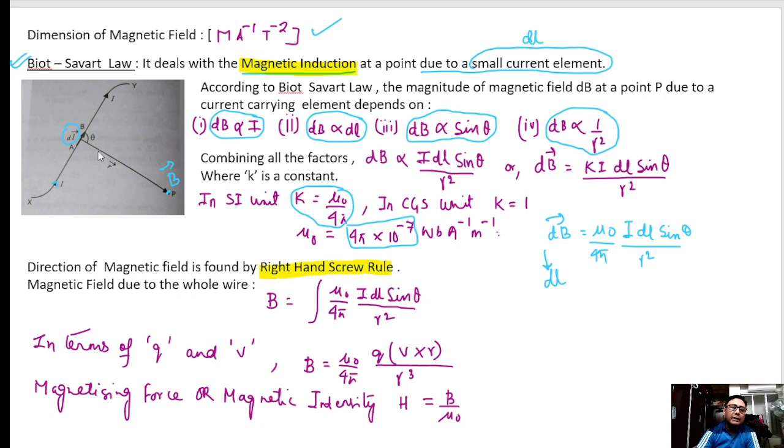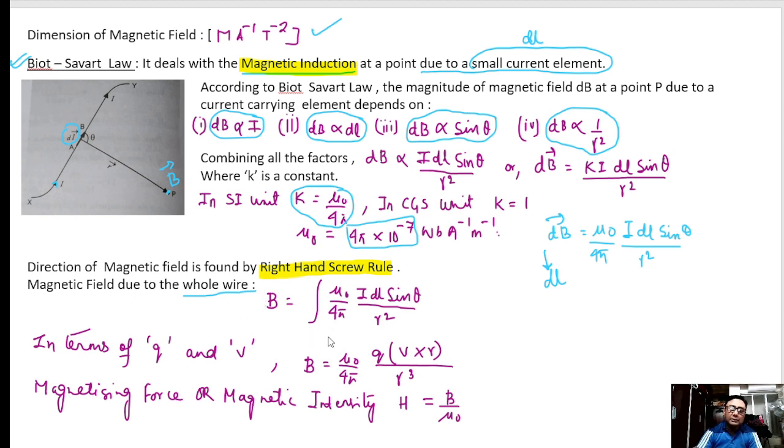For the whole wire, I will integrate the magnetic field. Mu 0 by 4 pi, I, r square, sin theta, these all are constants and will go out. So here we can write mu 0 by 4 pi I dl sin theta by r square. If I integrate this, I will get the magnetic field due to the whole wire.